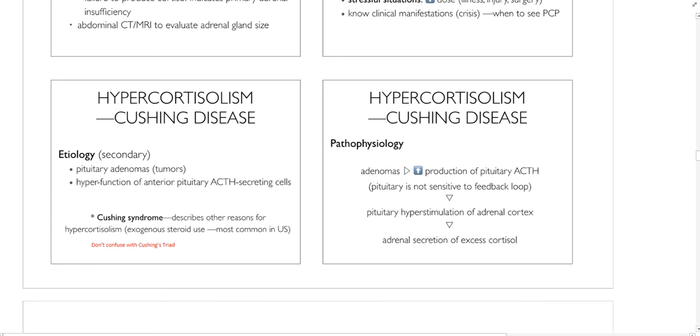Pathophysiology of Cushing's disease. So we have the adenomas on the pituitary gland that increase the production of the pituitary ACTH, and the pituitary is then not sensitive to the feedback loop. So no matter how much cortisol or any other adrenal hormone is released, the pituitary is not going to respond to the negative feedback of those chemicals or hormones being in the blood. So the pituitary hyperstimulates the adrenal cortex, leading to a whole bunch of cortisol in the blood.